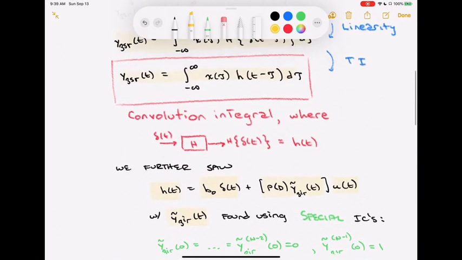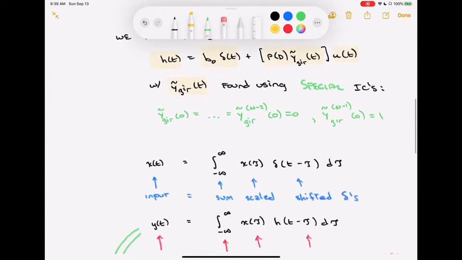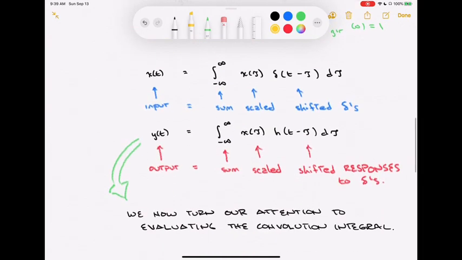Once you have h of t, you should be able to find the zero state response for any input through the convolution integral. So in a quick summary, we took a look at an input, x of t, and we represented it as a sum of scaled and shifted delta functions. We applied that to a linear time invariant system, and we found that the output, which is the zero state response, was equal to a sum of scaled and shifted responses to delta. Pretty simple, pretty intuitive type of result.